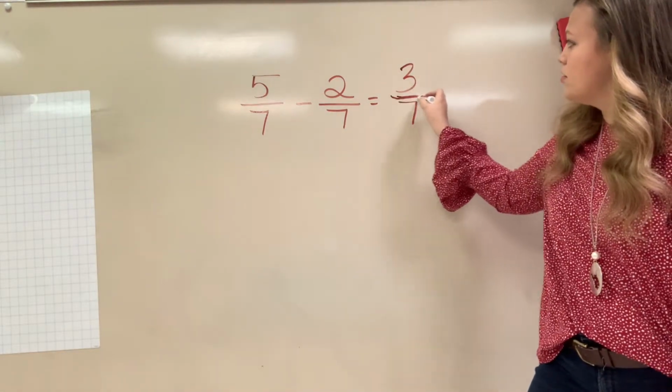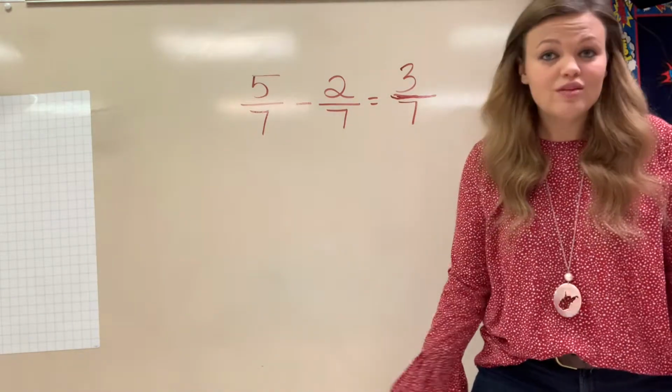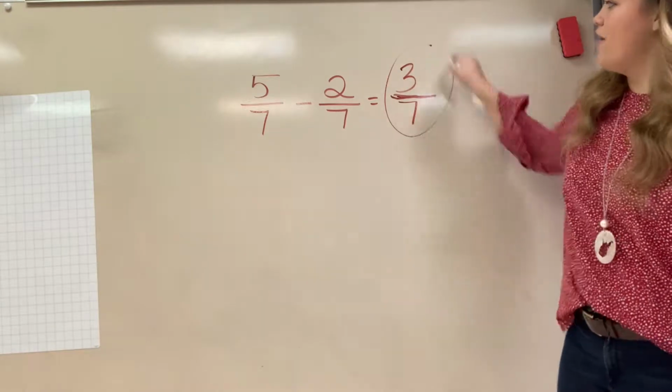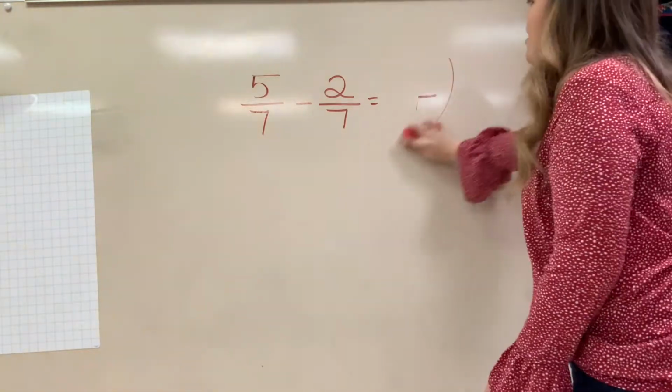Let me make this a little bit longer. Is there a number that goes into 3 and 7 evenly? Nope. So that's already in lowest terms, and I don't need to do anything else to my fraction. 3/7. Let's try another one.